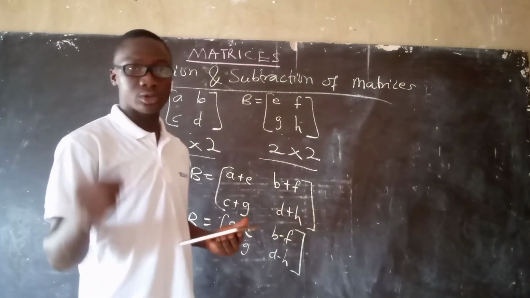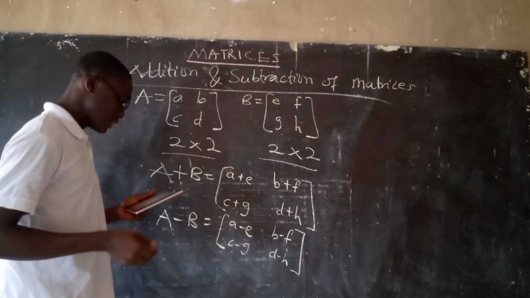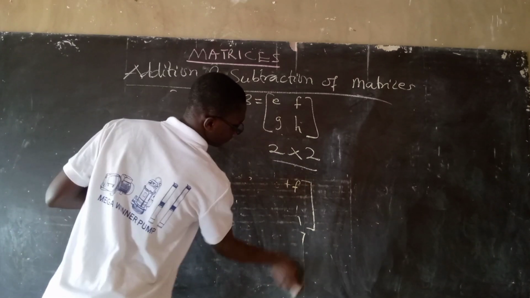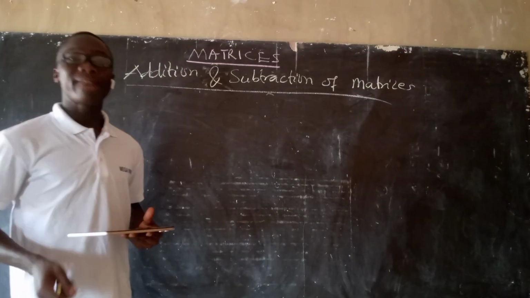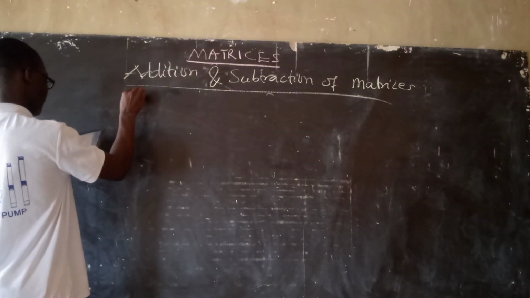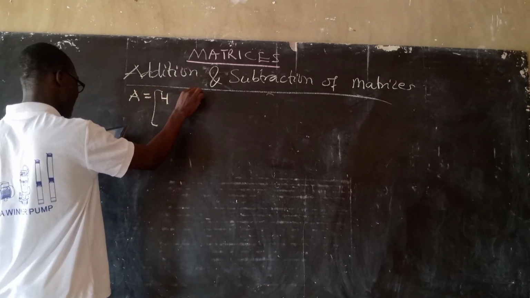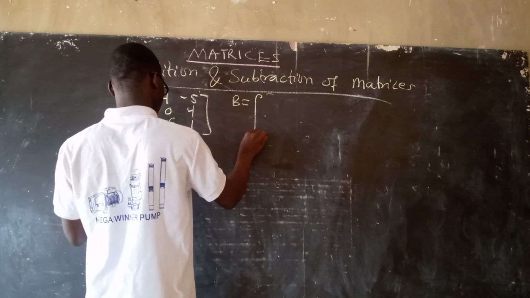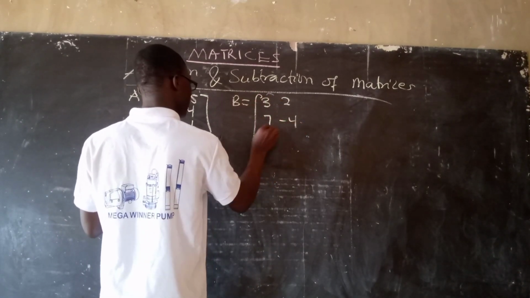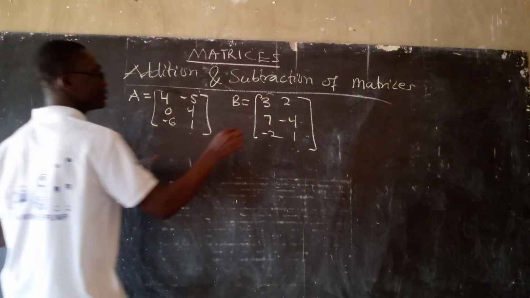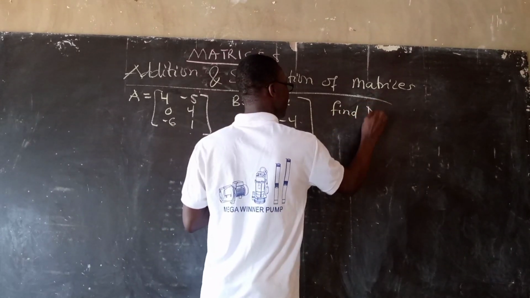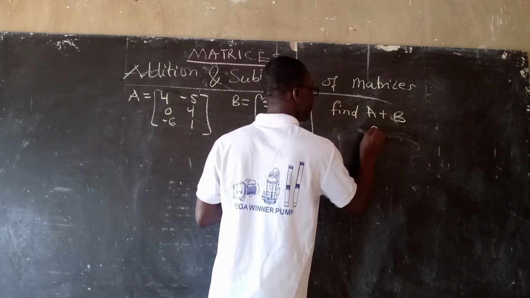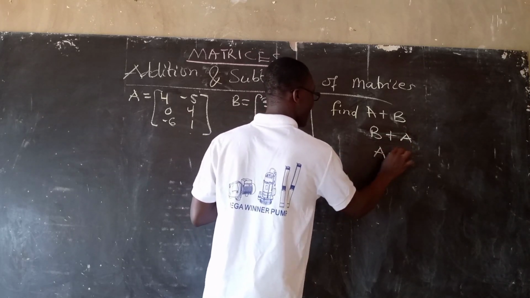Note that we can only add and subtract matrices of the same dimension or the same size. Now, let's take this example. Our first example: given that matrix A is equal to 4, negative 5, 0, 4, negative 6, and 1, and matrix B is equal to 3, 2, 7, negative 4, negative 2, 1. We are to find A plus B, B plus A, and then A minus B.